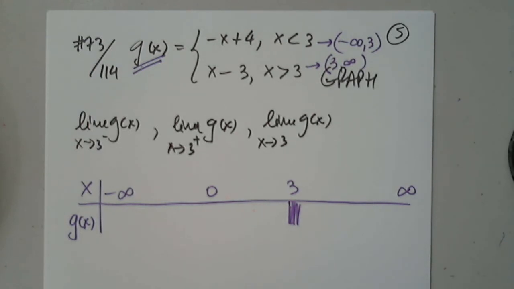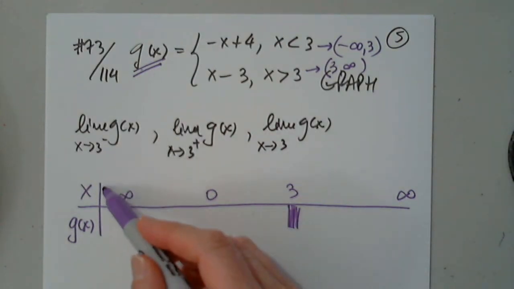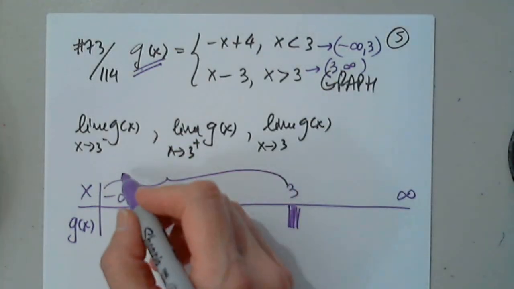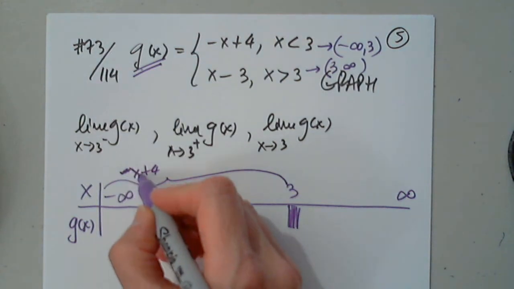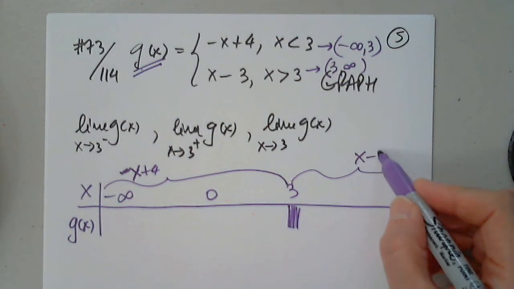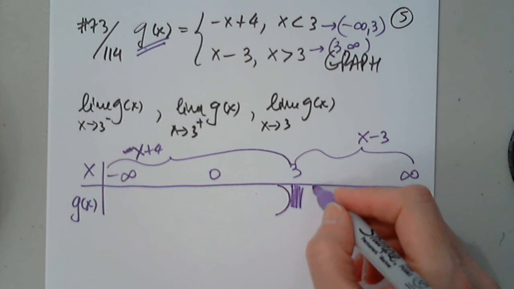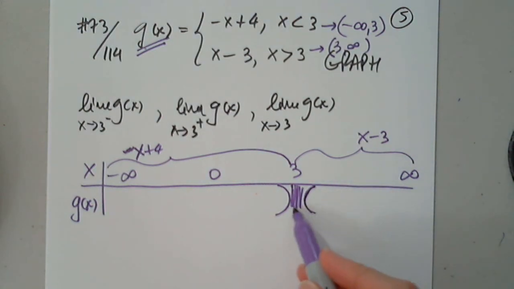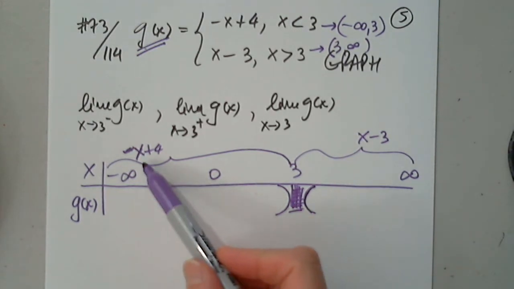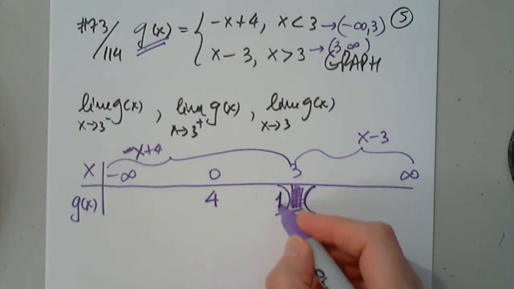Okay, good. So from negative infinity to 3, if you remember, I always do this. I write negative x plus 4. And then from 3 to infinity, the function I need to use is x minus 3. Of course, these will be open points. There is nothing I can write here, nothing. Function is not defined at 3. Okay, so I'll plug in 0, I get 4. I'll plug in 3, I get 1.